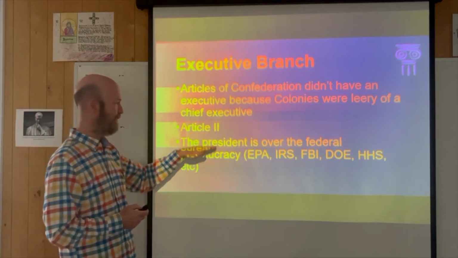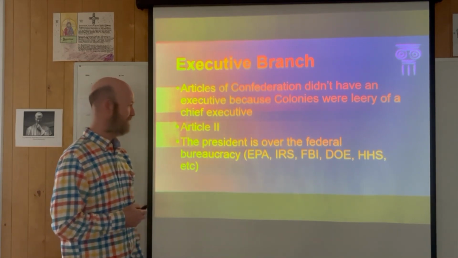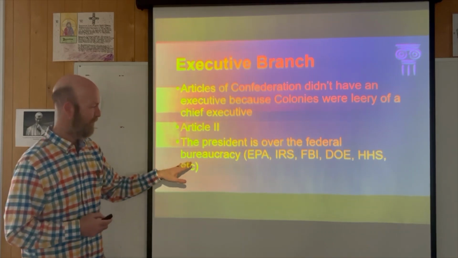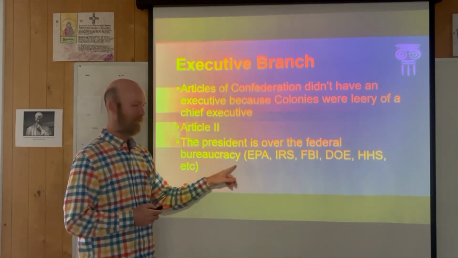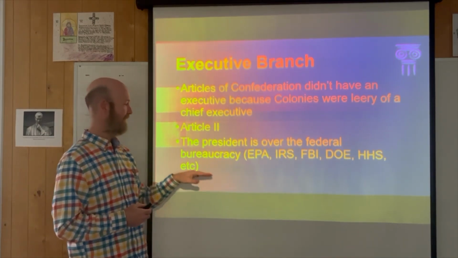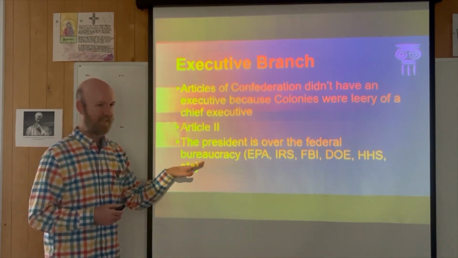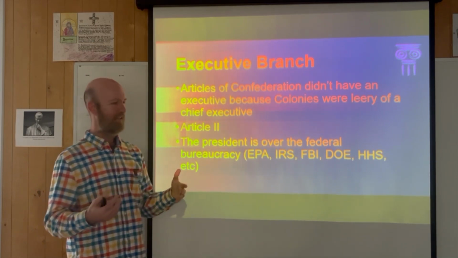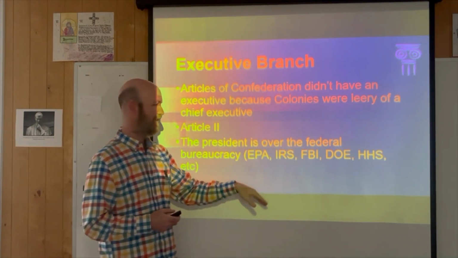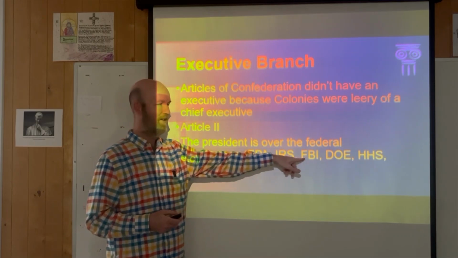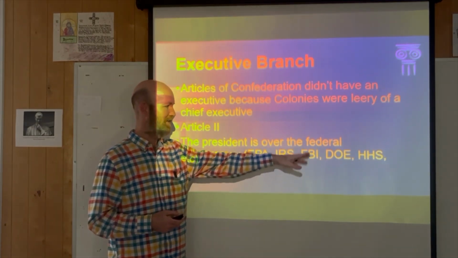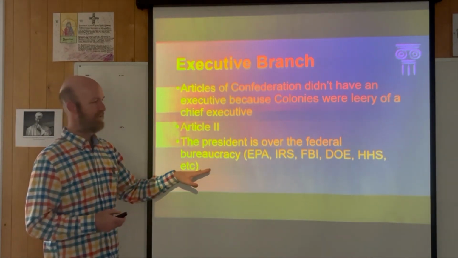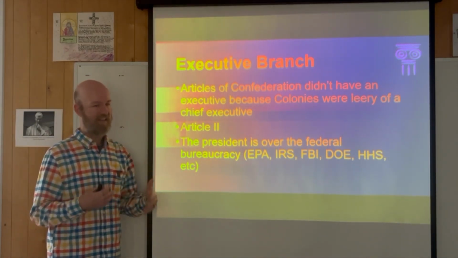This is in Article 2 of the Constitution. And the president is over the federal bureaucracy. Bureaucracy: cracy means government of or ruling of. A bureau is like an agency. So the bureaucracy is all these agencies that the government has, such as the Environmental Protection Agency, Internal Revenue Service, Federal Bureau of Investigation, FBI, DOE, Department of Energy, Health and Human Services. All these government agencies that run the day-to-day activities.